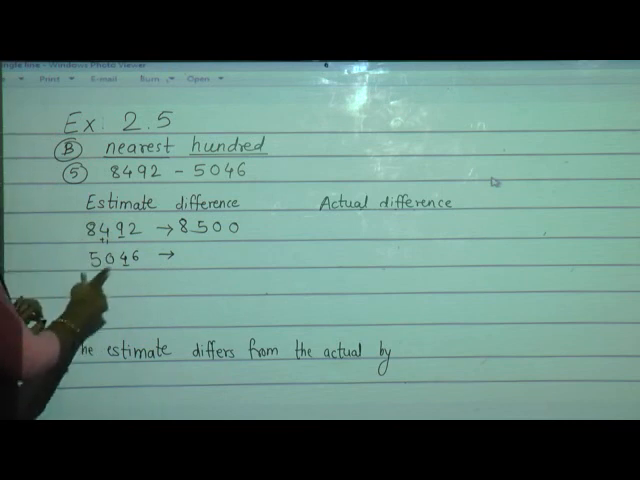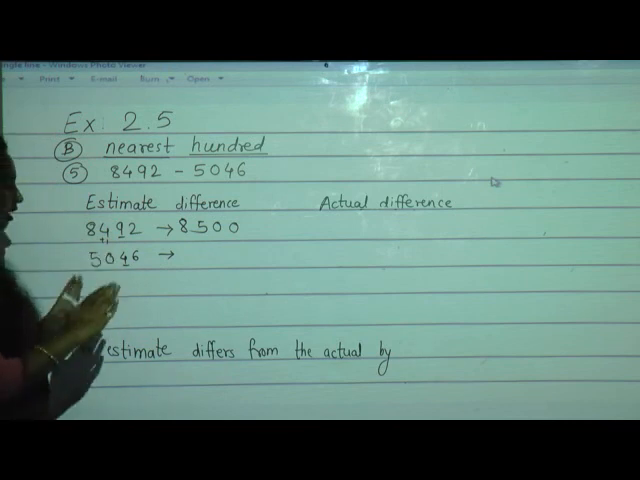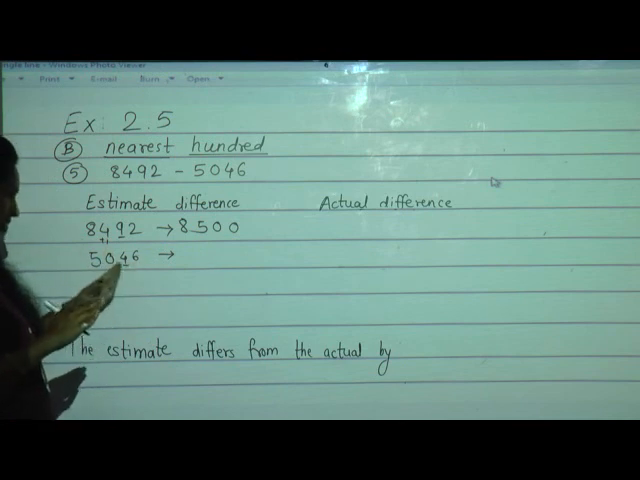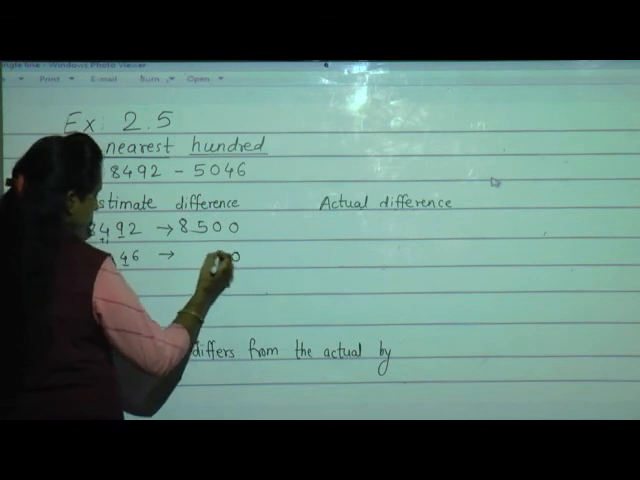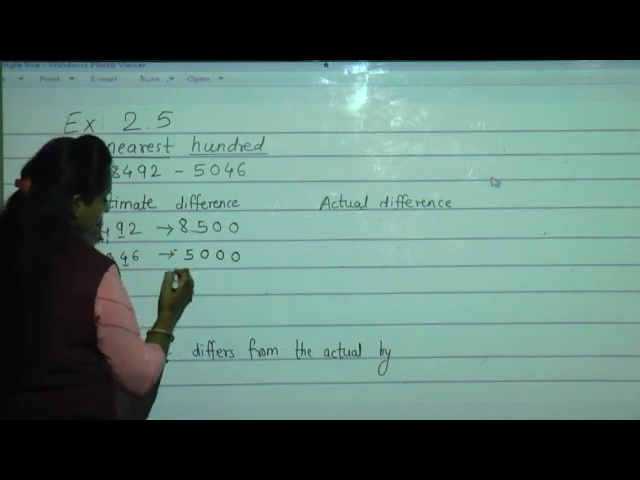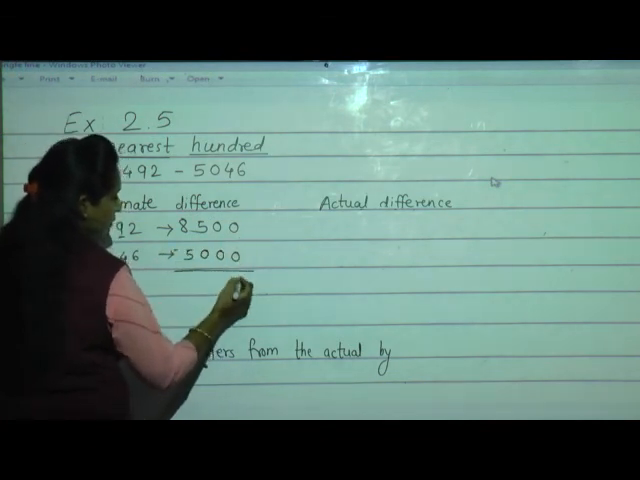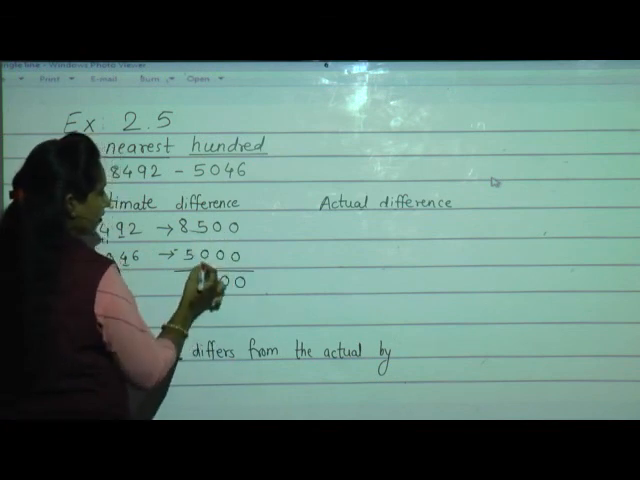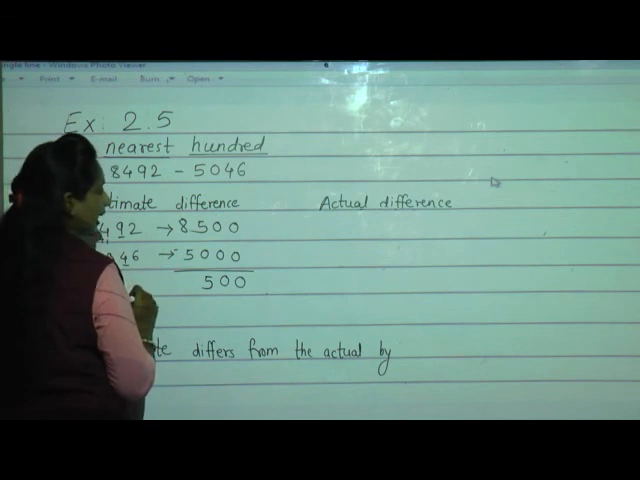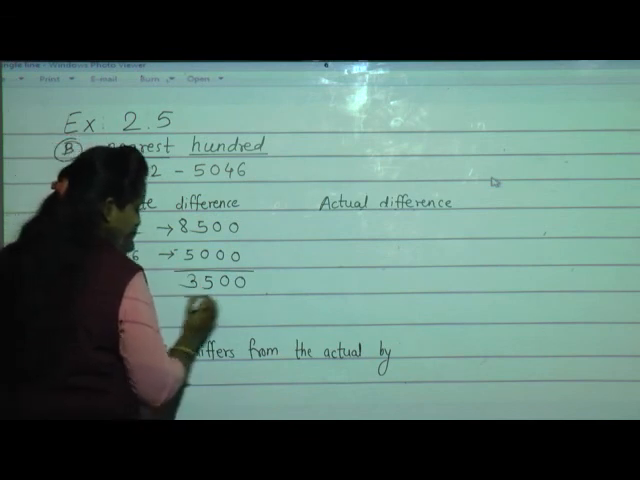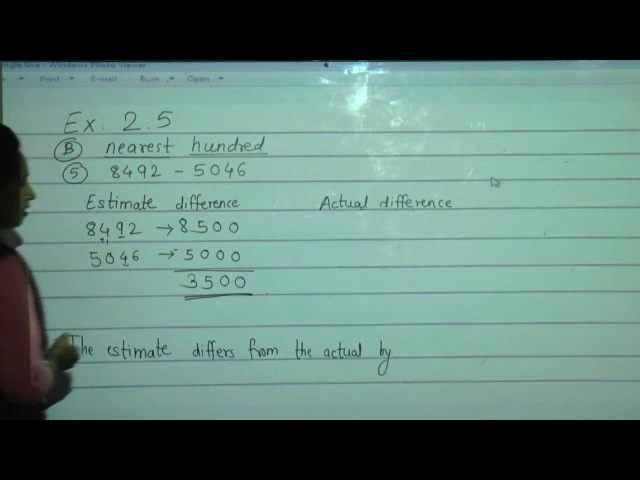Underline the tens place. It is 4. So if it is 4 or less than 4, we should place the 0 at ones and tens without changing the hundreds place. Okay. 0, 0, 0, 5. Now subtract. 0 minus 0 is 0, 0 minus 0 is 0, 5 minus 0 is also 5, 8 minus 5 is 3. So this is the estimate difference.